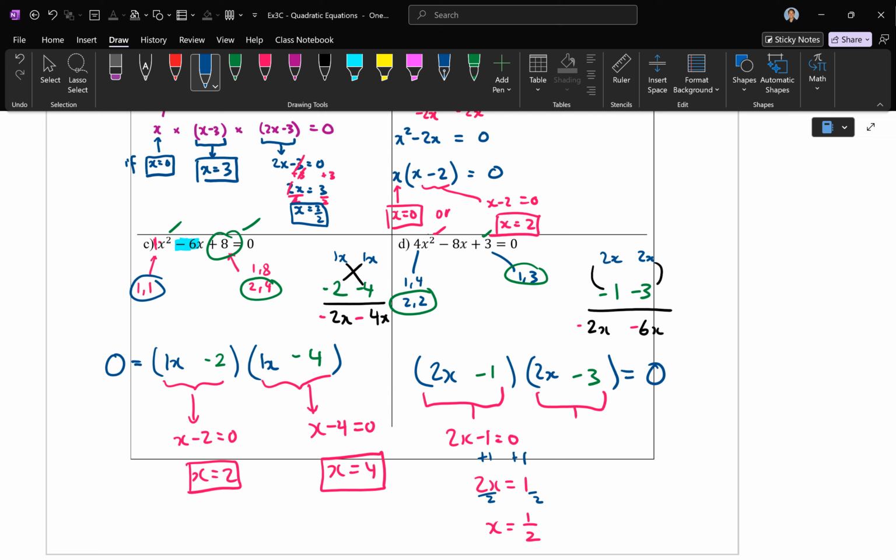And then finally do the same thing on this side. This is 2x minus 3 needs to equal 0. Add 3 on both sides and divide by 2 on both sides. So this last example that I just did with you, that one right there, that's what I'm interested in seeing.